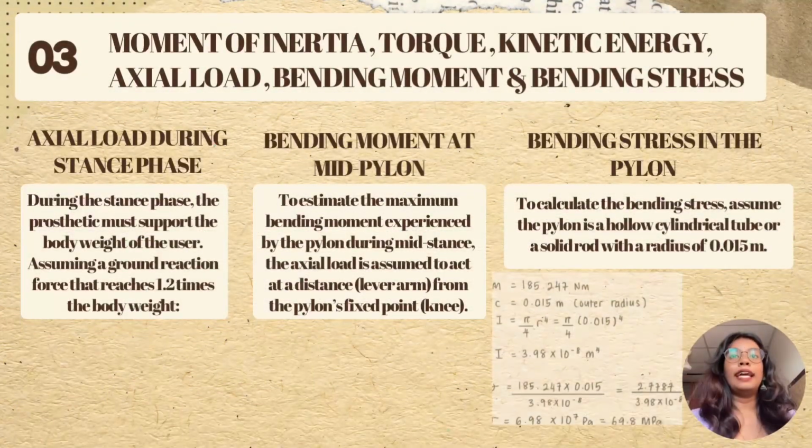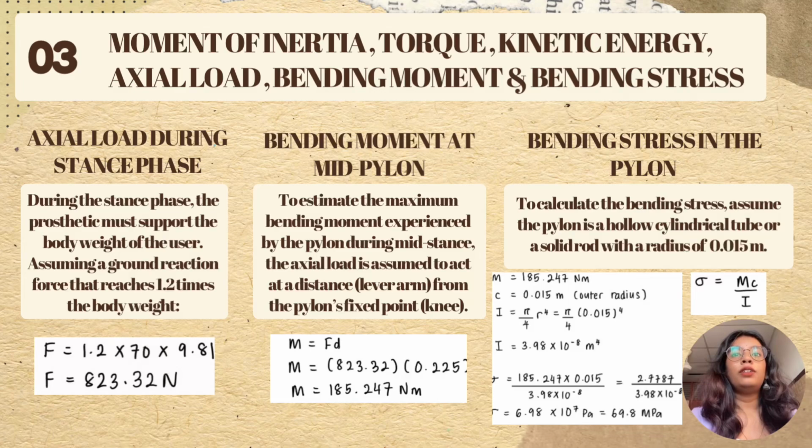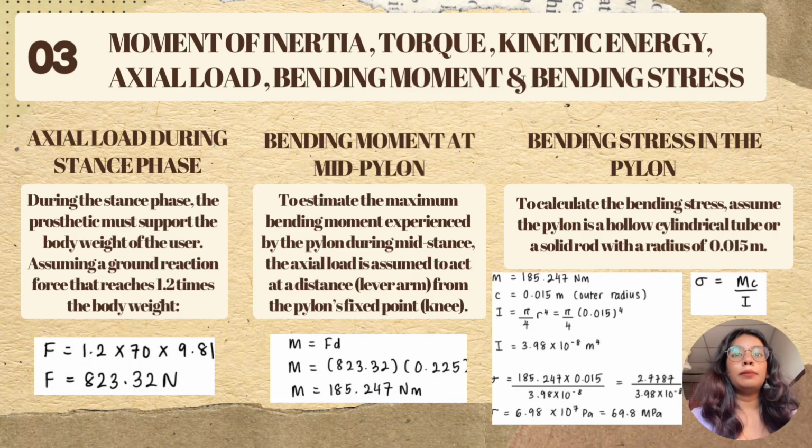Now we will look at the axial load during stance phase. During the stance phase, the prosthetic must support the body weight of the user, assuming a ground reaction force that reaches 1.2 times the body weight. From the assumption, the user's body mass is 70 kg. So, F equals 1.2 times 70 times 9.81, where 9.81 is because of gravity. So, we get the total force equivalent to 823.32 Newton.